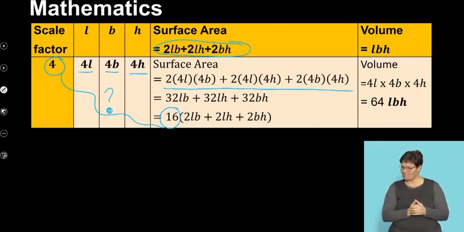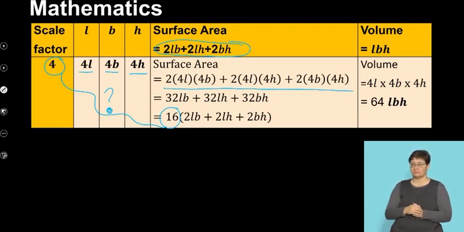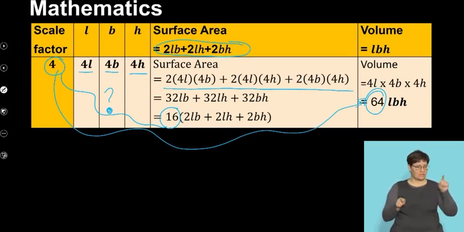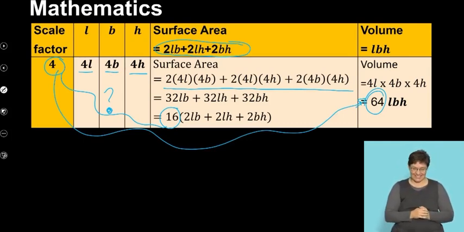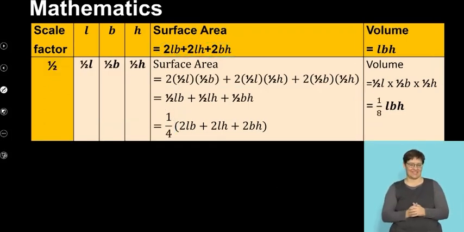Is there a link between these two? Similarly, for the volume, I've substituted in the new distances, and I got 64 times the original volume. Is there any link between the scale factor and the new volume? I want you to start thinking. We're going to talk about it just now, but I'm hoping that someone's going to catch it before I say it. Great, let's look at another scale factor.